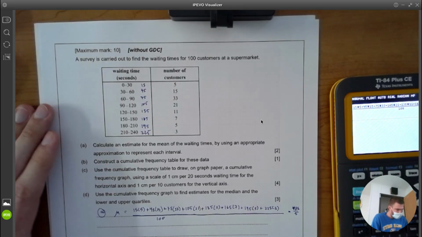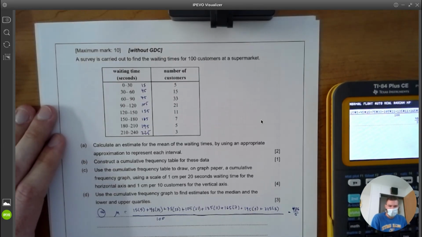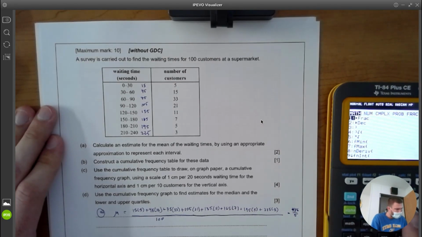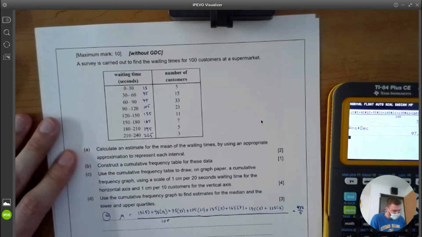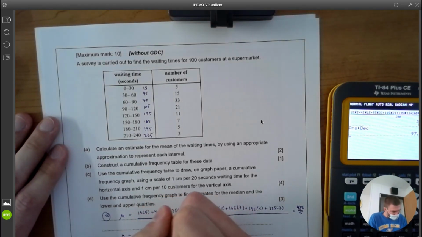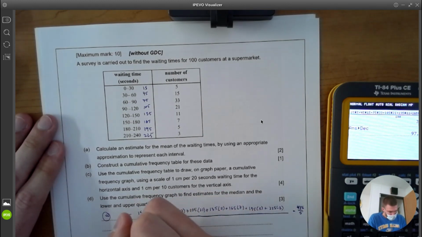I have a feeling that we should probably have that as a decimal, not a fraction. So I'm going to go math, decimal. I think the average is going to be 97.2. I think that's much better. B.